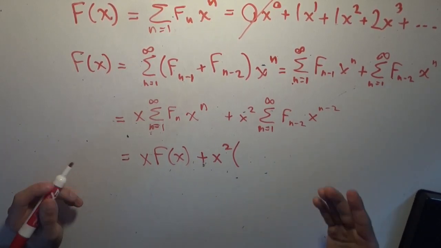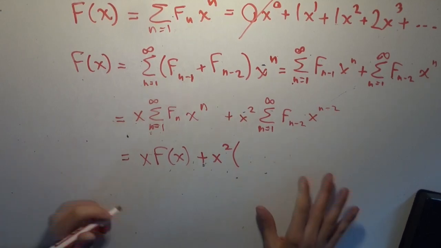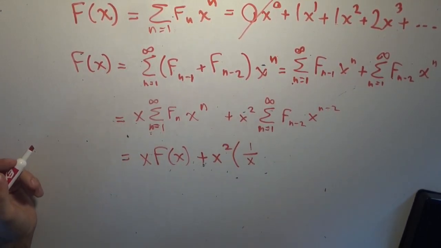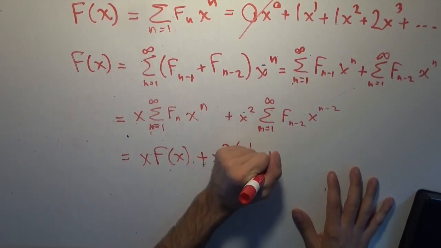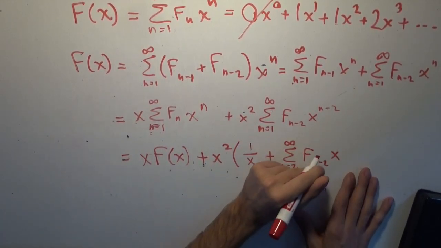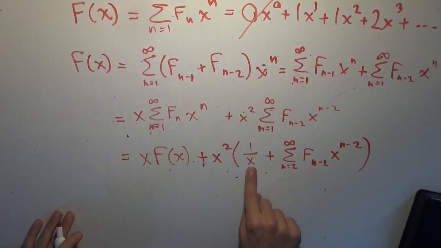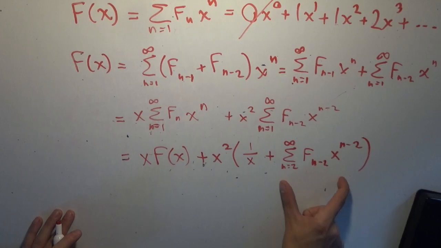And x to the negative 1 is 1 over x. So the first term of this is 1 over x, right? And then the rest of it, starting at n equals 2, we can write like this. Sorry, n minus 2, x to the n minus 2. Okay, so this is the first term of this sequence, and this is the rest of that sequence.